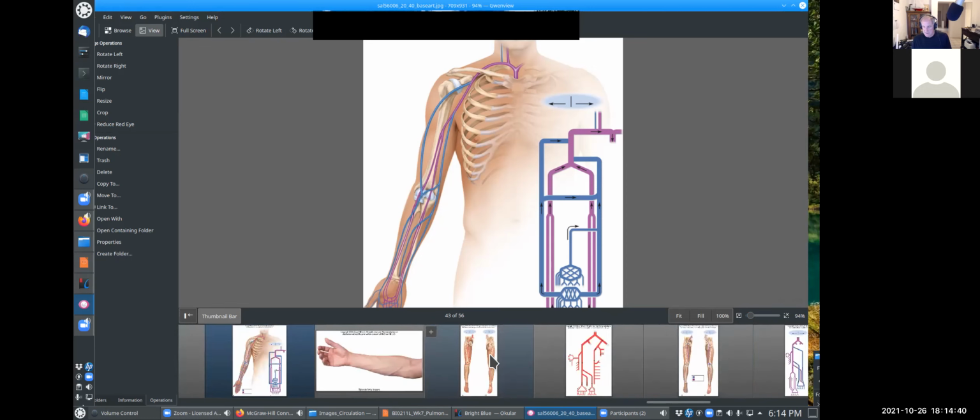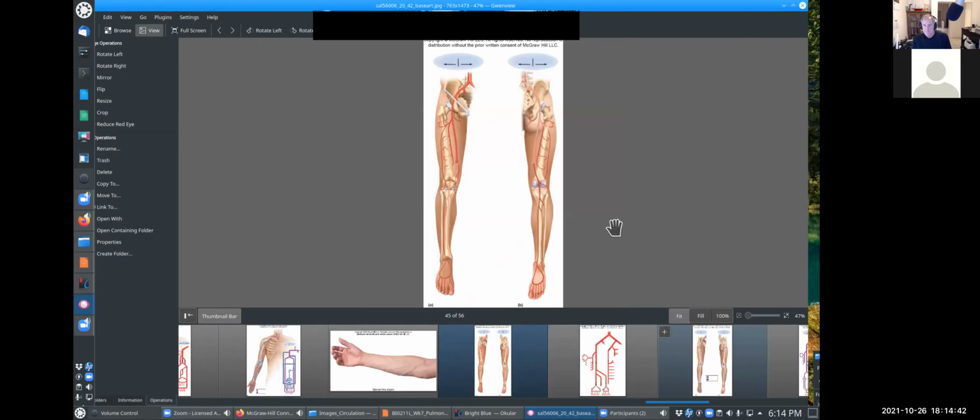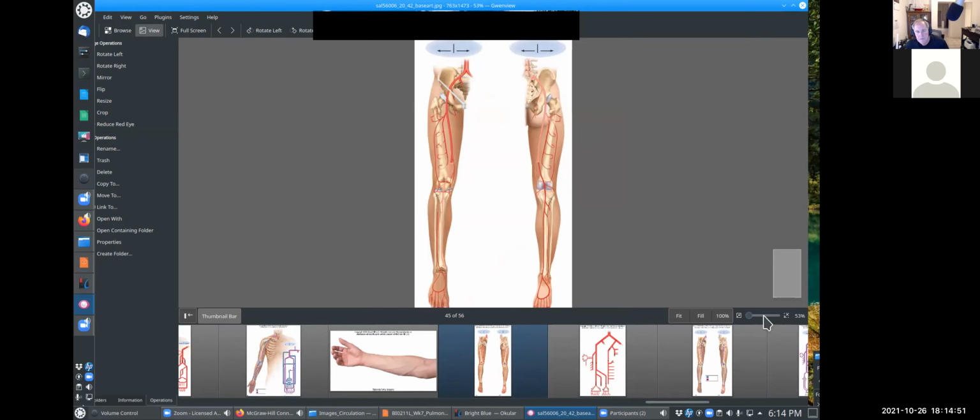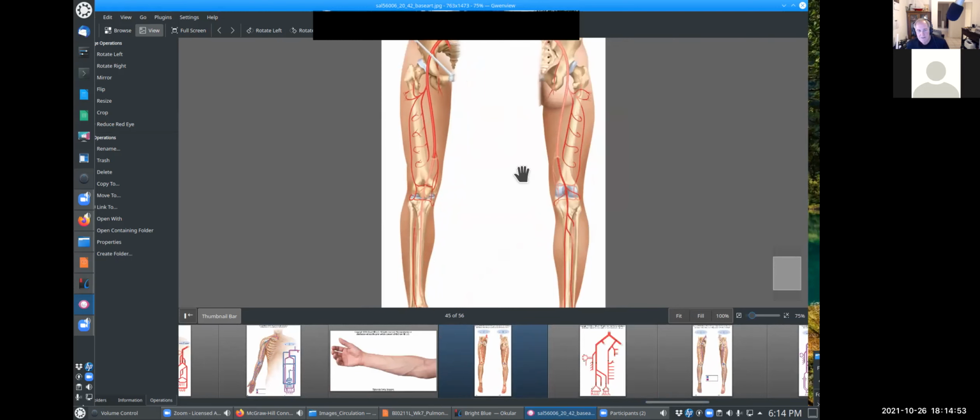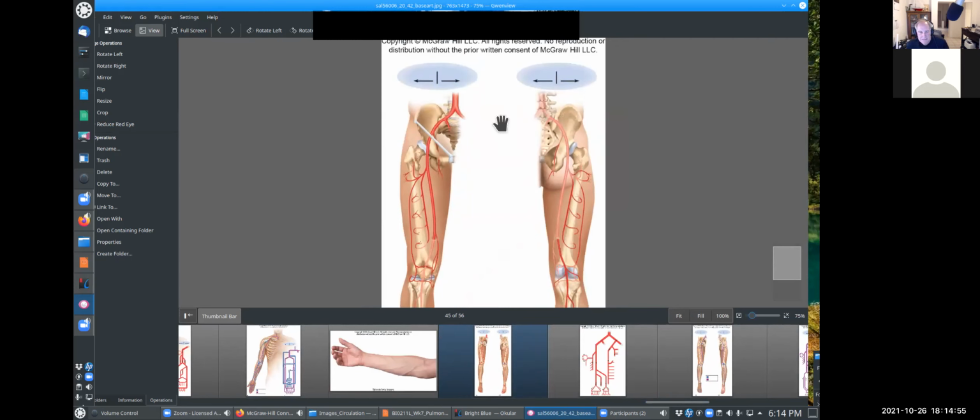So the leg. Did we go to the arteries of the leg? I don't think we did, did we? We brushed over them, how they're kind of similar to the arm, and we went over femoral and stuff. Probably so. Remember common iliac, don't just call that iliac. Common iliac, internal iliac, or external iliac.